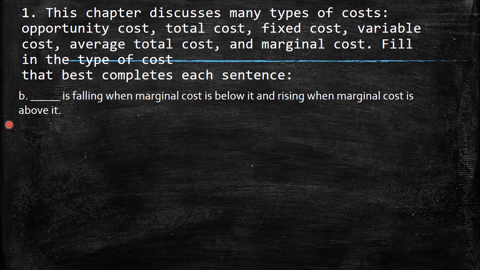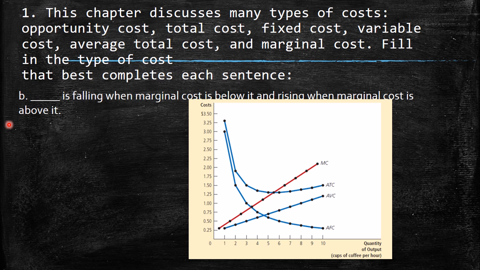B is falling when marginal cost is below it and rising when marginal cost is above it. In order to answer this question, we need to first understand the shapes of the cost curves. Here we are talking about marginal cost, which in this graph particularly is always rising. And what about here, the marginal cost? Here we need to compare with the average total cost.